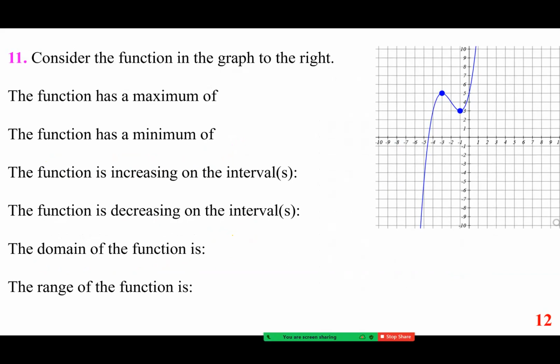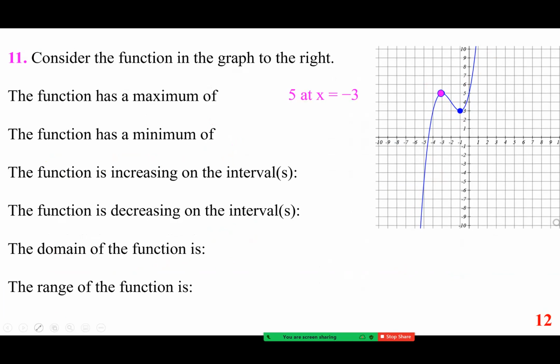Consider the function in the graph to the right. The function has a maximum of. So it's important to know that there is no absolute max, there is no absolute min, but this is a local max, this is a local min, and that's what they are referring to. So we are looking at this point, and this point has coordinates (-3, 5). So what is the maximum? The maximum is 5 at x equals -3.